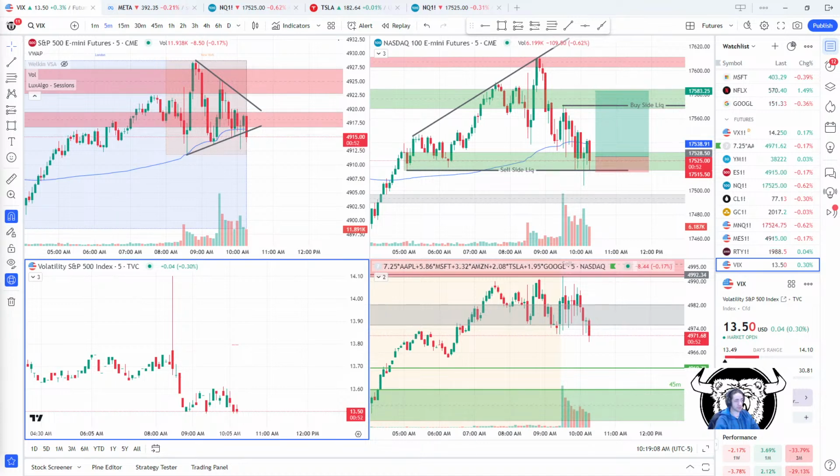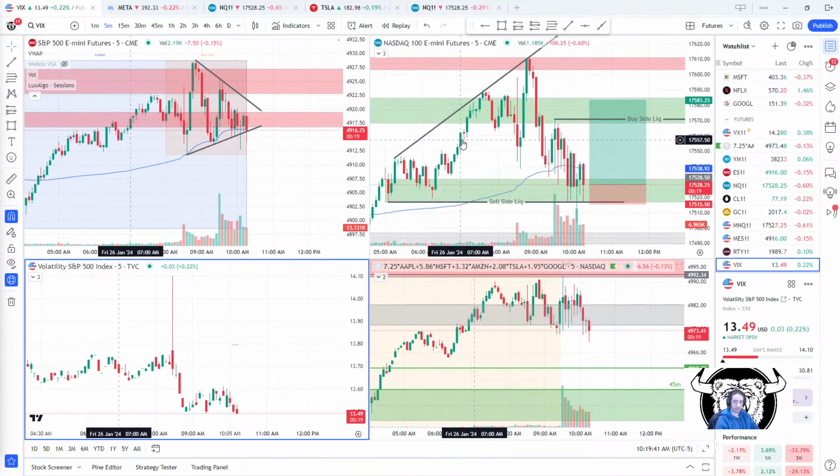Unless we sell off really strong and close below like 17,528. Like we're about to. I'm just kidding. We're just waiting right now, just being a little patient. Market's going to chop. It's going to do its thing.